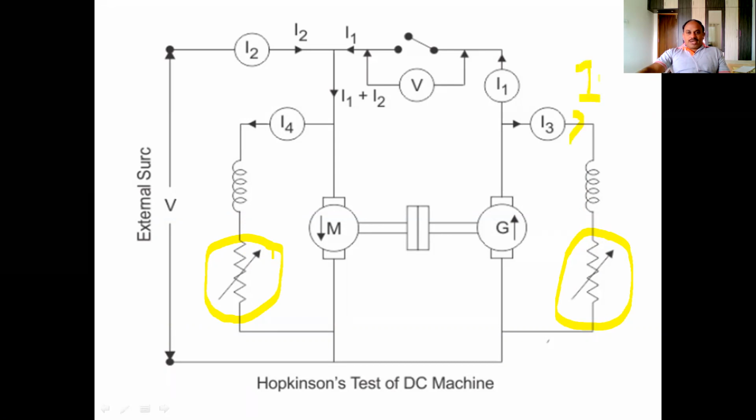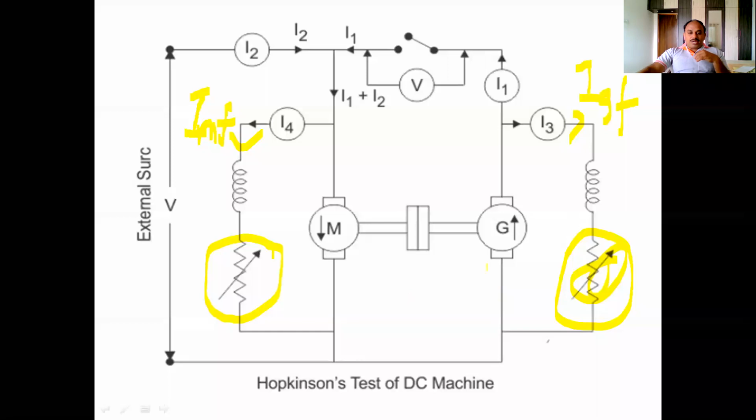IGF means generator field current, and IMF means motor field current. If you vary the motor field rheostat, this field current varies. If you vary the generator field rheostat, this field current varies.